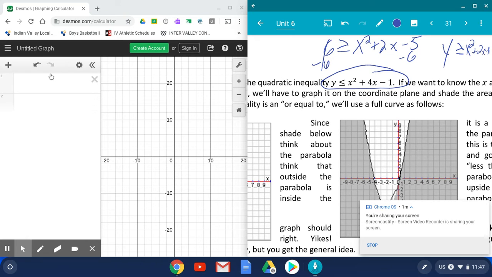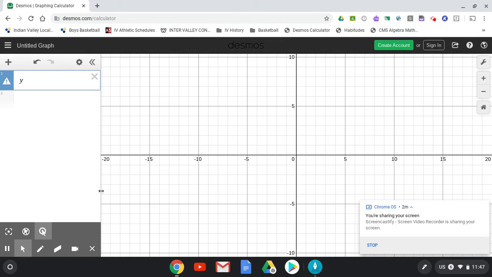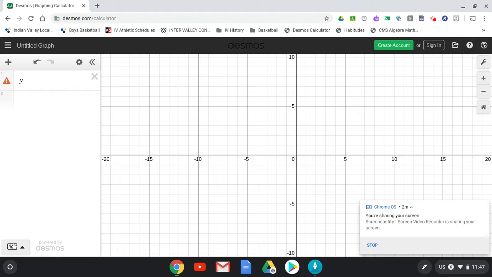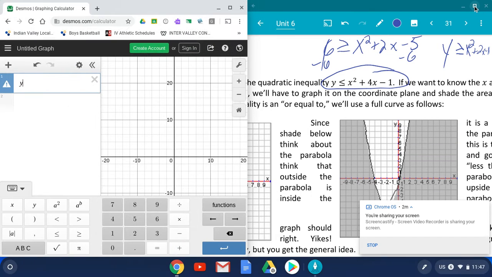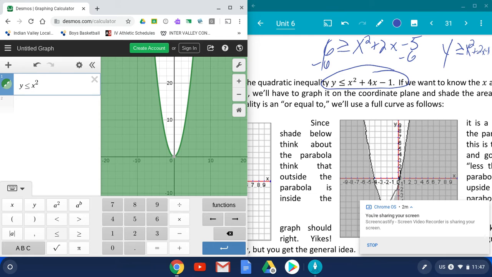So anyhow, let's go ahead and graph this and see what happens. Y is, now when you go to use the less than or greater than or equal to symbols, a lot of times you got to come up with the, I don't want that. You can go away. Hide it. There we go. There it is. I got to use the tools that are given to me, so it's got to be less than or equal to x squared plus 4x minus 1.